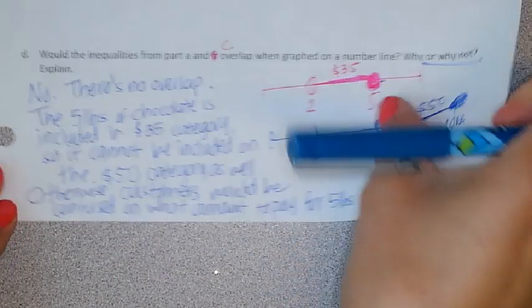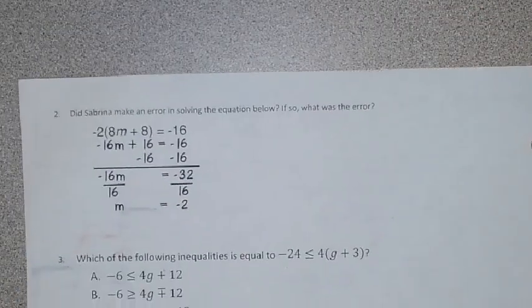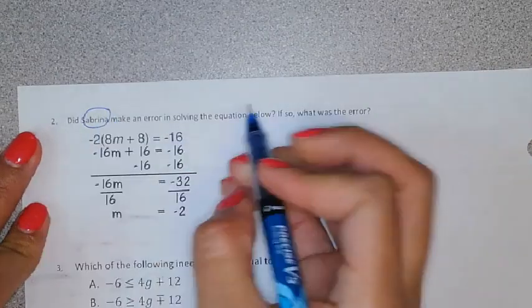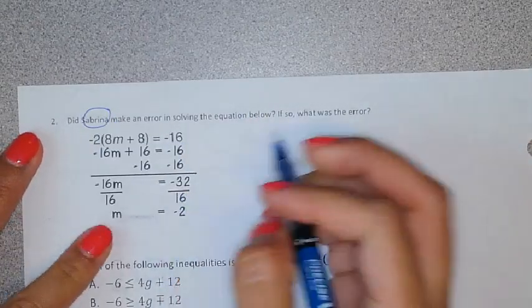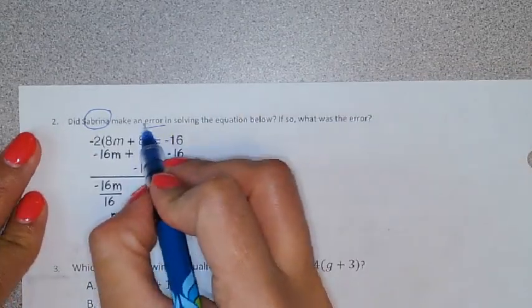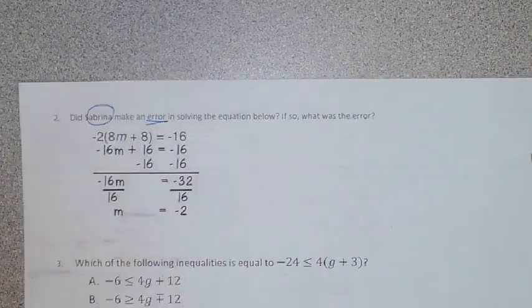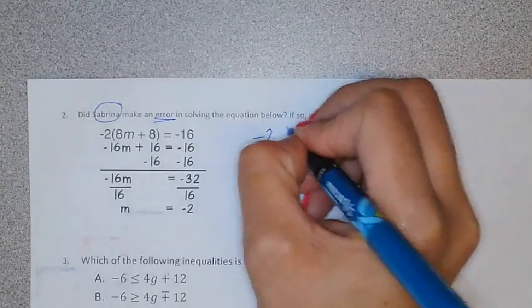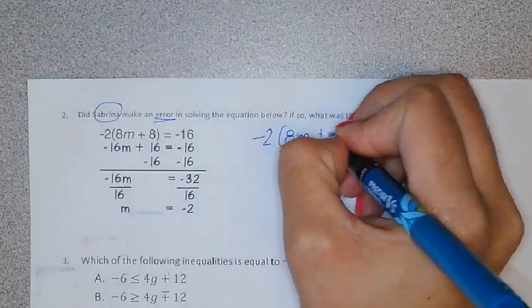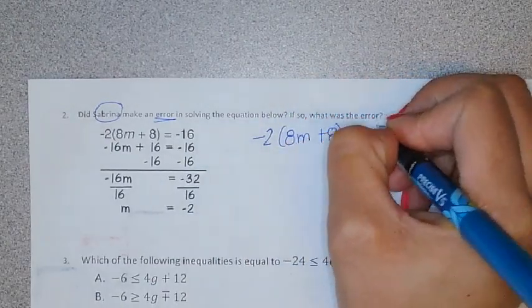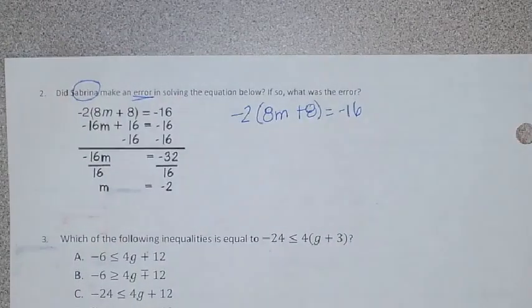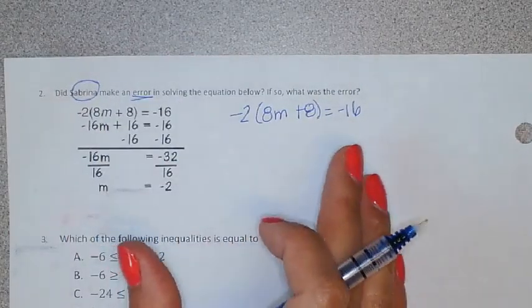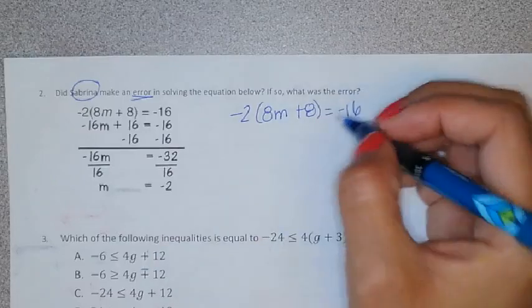Alright, so I'm going to go over to the other side of the paper. Number 2, it's asking if Sabrina made an error in this equation. So whenever I'm discovering errors, I'm going to have to do my own problem first and then compare it to the student that they have right here so I can do the error analysis and see if they actually made an error.